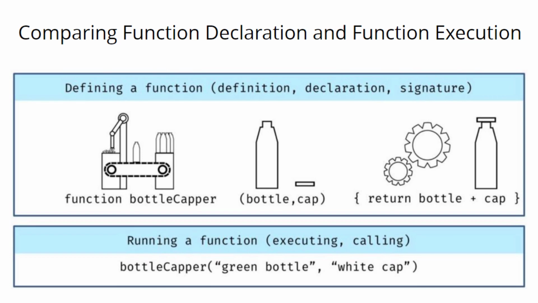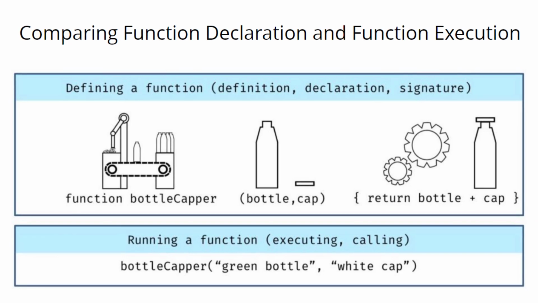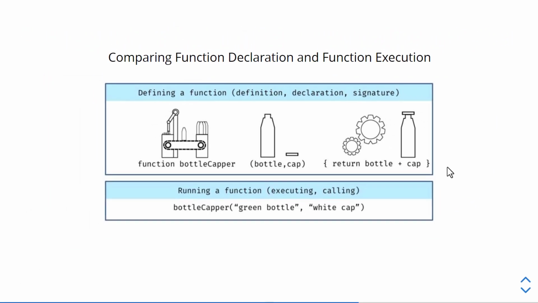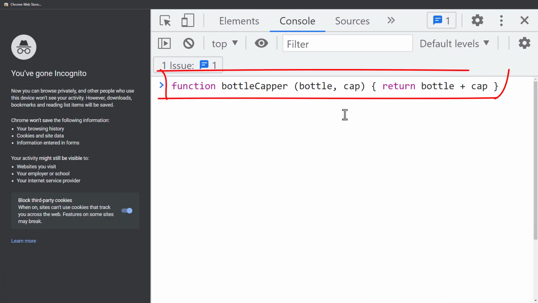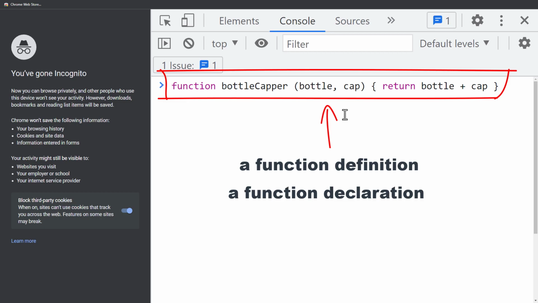Just like a real machine, a JS function usually gets built once, but it gets run many, many times. When we build a function, we say that we have coded a function definition. Sometimes, a function definition is referred to as a function declaration or a function signature. There are different ways that people refer to this, but practically it's the same thing. We are defining a function, that is, building our own, so to say, quote-unquote, machine.